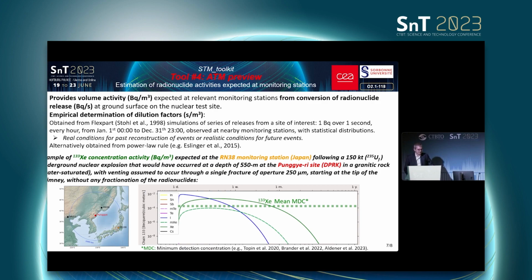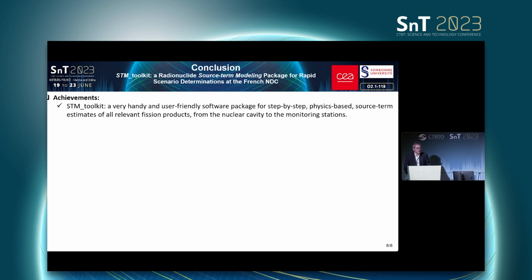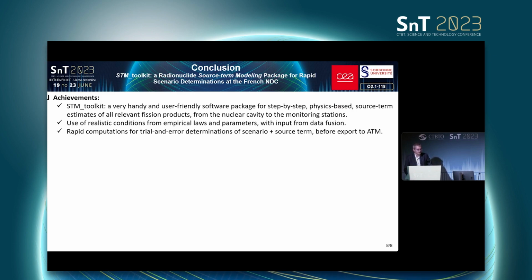As a conclusion, STM Toolkit is a very handy and user-friendly software package for step-by-step physics-based source term estimates of all relevant fission products from the nuclear cavity to the monitoring stations. It uses realistic conditions from empirical laws and parameters with input from data fusion. It gives a rapid, less than some minutes, 3-5 minutes computations for trial and error determination of scenario and their source term before exporting them to atmospheric transport modeling.